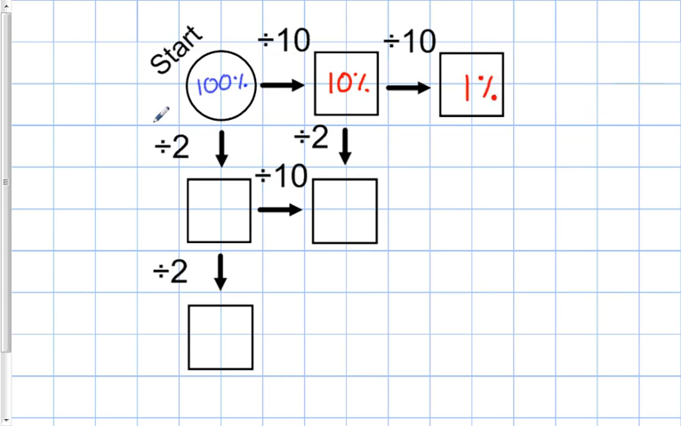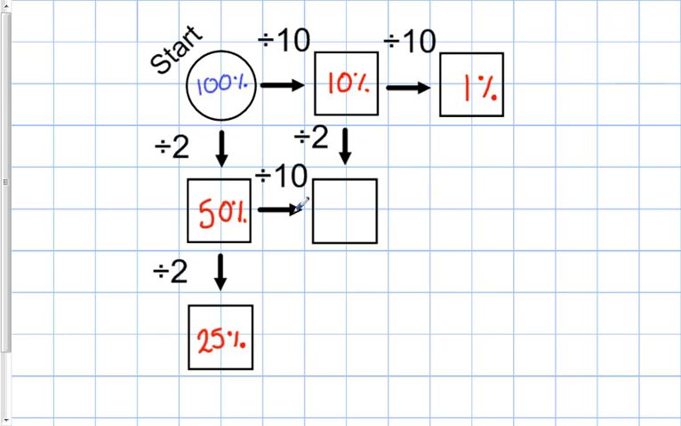Now let's look at some of these down arrows. Starting back at our start position again, our 100%, when we go down we divide by 2. So 100 divided by 2 is 50%. Still falling down, 50% divided by 2 is 25%.